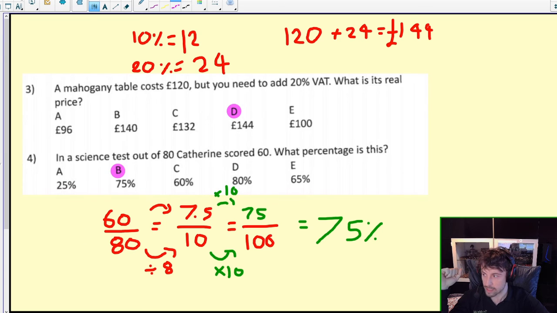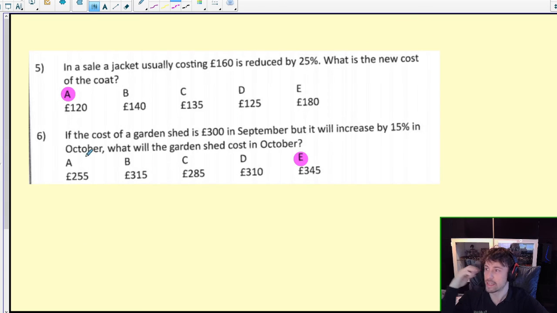So that's a couple of worked examples. Let's keep going. Let's see if any more we need. So in this one, all that's different is we're going to work out what 25% of the value is, and then we're going to subtract it. So 25% is going to be 40. So we're just doing 160 subtract 40.